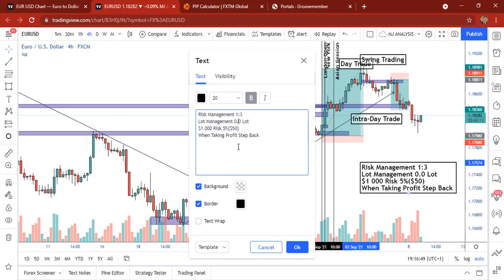That means it's 0.5 lots. And this would be in your trading plans. You want to say risk management, lot management, what you're willing to risk, and when taking profits, step back. That means do not trade again.